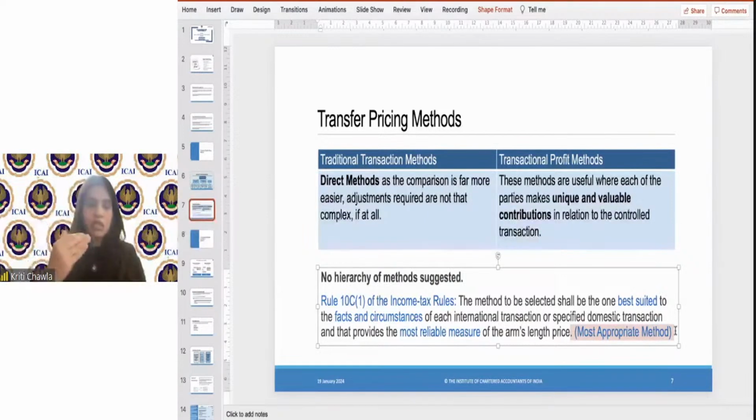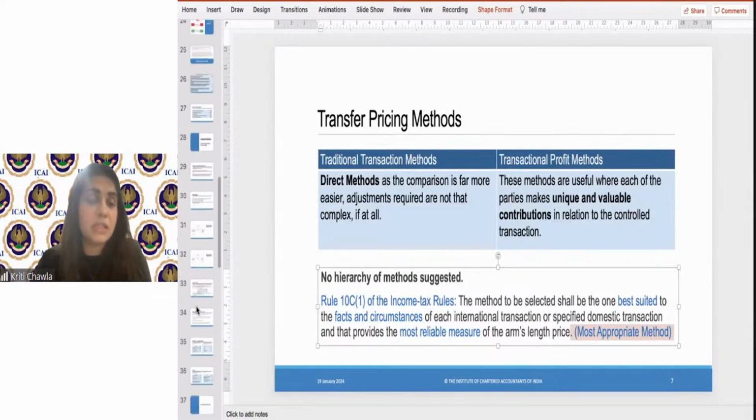So going forward, as we take up each method individually, I'm going to tell you when each method is used. Maybe for manufacturers there is a particular method, maybe for traders there is a particular method, maybe there are different methods for each circumstance. So I'm going to tell you as and when we go through it.